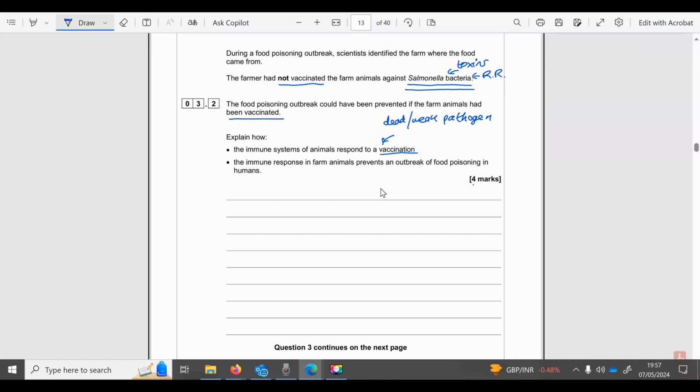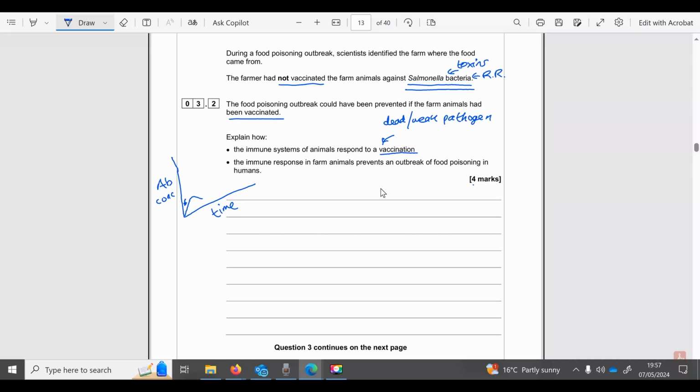Now, whenever we're thinking about vaccination, we should always have this graph in our mind. Time and antibody concentration. And this is known as your primary and secondary immune response. So first thing that will happen is you will be injected with a vaccine, and that will cause a response in the body leading to production of antibodies. Eventually, the antibodies are going to help to destroy the pathogen, which is why the antibody concentration decreases.